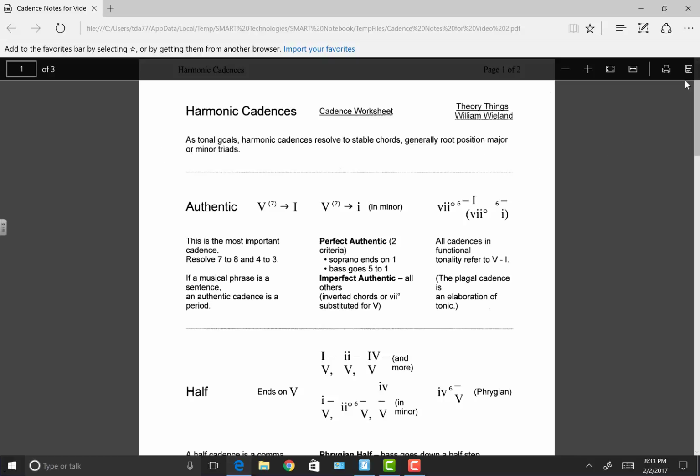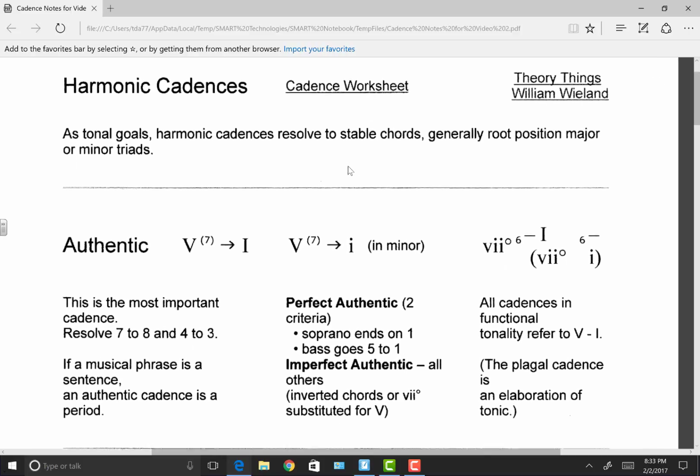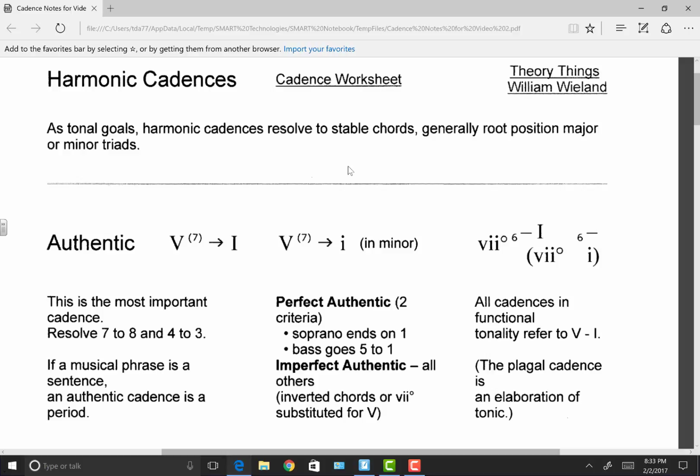Here are some additional notes that we can look at. Harmonic cadences. As tonal goals, harmonic cadences resolve to stable chords, generally root position major or minor triads. So here is our authentic, which can be a 5 to a 1 or a 5-7 to 1 in both major and minor. And note we also can go from the 7 diminished 6 to the 1 in major or minor. Remember that when you are writing harmonic progressions using the 7 chord, to always use it in first inversion. So we need the 7 diminished 6.